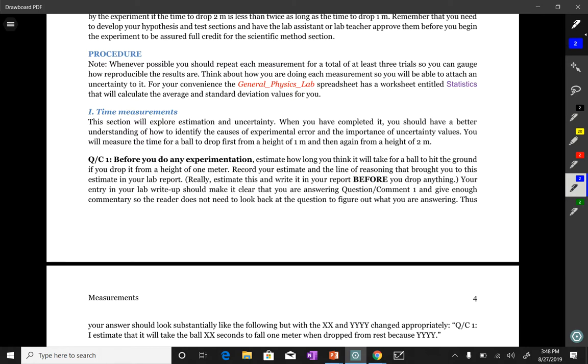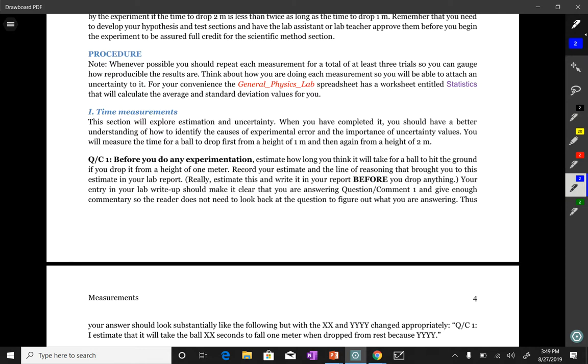After you have made your prediction, you're going to drop the ball a few times, and then you have a chance to say, that makes sense, or was I maybe a little too long or a little too short? Now, you're not expected to get the right answer. But you can lose points if you have something ridiculous, like it's going to take 2 hours for the ball to drop a meter. Yeah, you're losing points. It needs to be something that's reasonable.